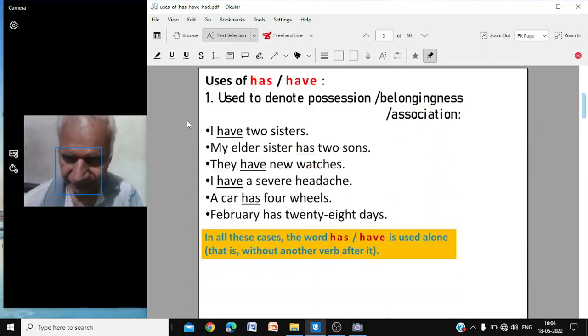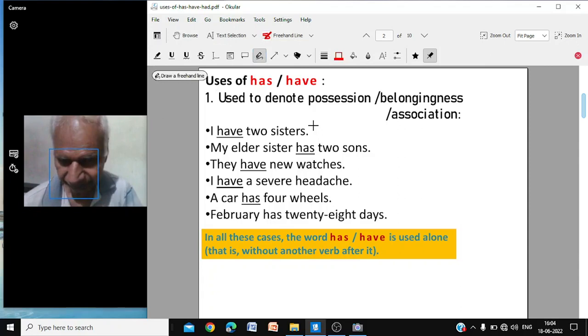First, uses of has or have, because had is past tense. Had is past tense, so we'll be dealing with that later. Has or have is present tense. Both has and have are present tense: has in singular and have in plural.